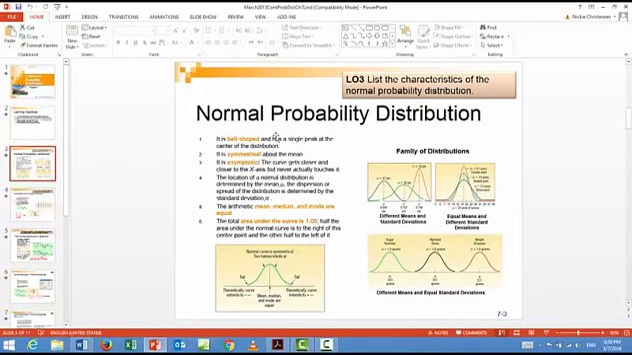The normal probability distribution is one of the most famous distributions in all of statistics. And as we're going to learn later in the course, if we take any continuous data pool and we take a truly random sample and our sample is big enough, the sample will form what is called a normal distribution. And we need to know the characteristics of the normal distribution.